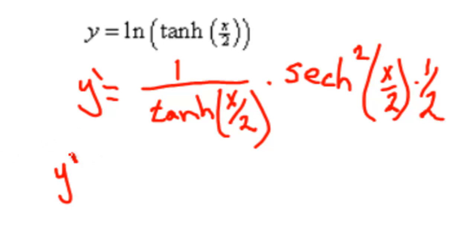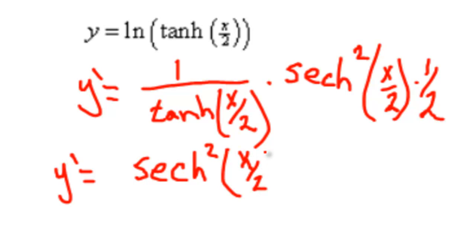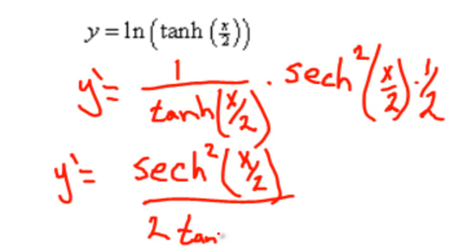Simplifying it gives us hyperbolic secant squared of x over 2 all over 2 hyperbolic tangent of x over 2.